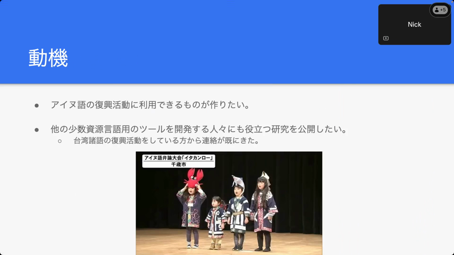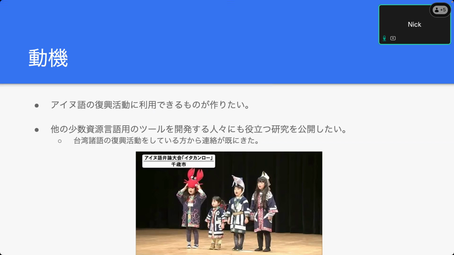And why does it matter? So the Ainu language is a critically endangered language. In fact, there are probably no native speakers left as of a few years ago. There are still speakers though, even if they're not native. And it is the indigenous language of Hokkaido, of parts of Sakhalin, parts of the Kuril Islands, and parts of northern Japan. It's a significant language as it is not related to any other living language. It's not related to Japanese.